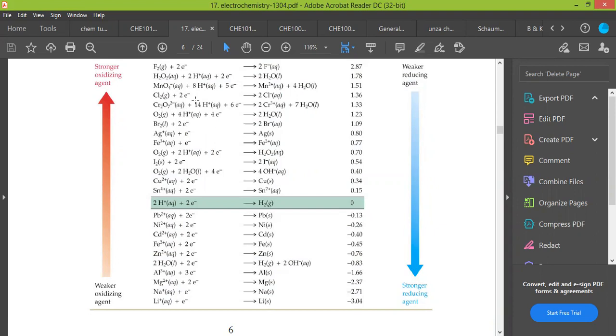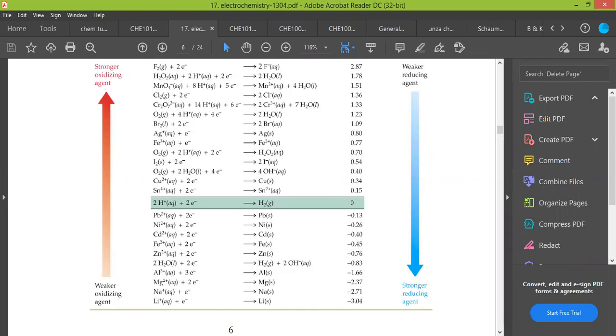Oxygen plus 4 hydrogen ions plus 4 electrons to give you 2 H2O. Okay. So this is the equation you're going to write.